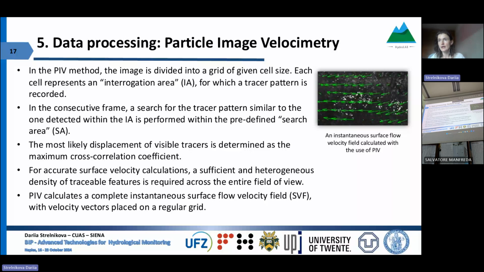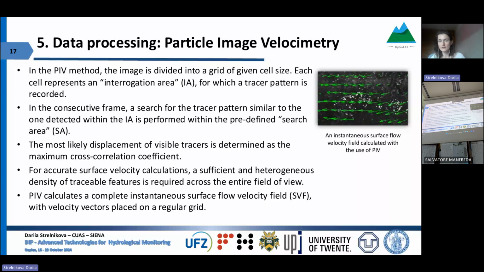The idea of this method is that the whole field of view, the whole flow, is divided into a grid of cells of regular size, and each of these cells represents the so-called interrogation area. And for each interrogation area, the pattern of a tracer distribution is remembered. It's important that there are sufficiently many tracers in the interrogation area. If there is just one or two tracers, there is no pattern really. So therefore, PIV needs a higher seeding density.